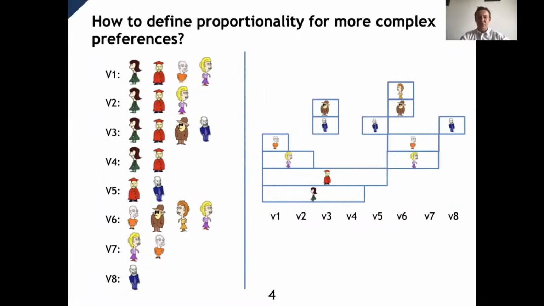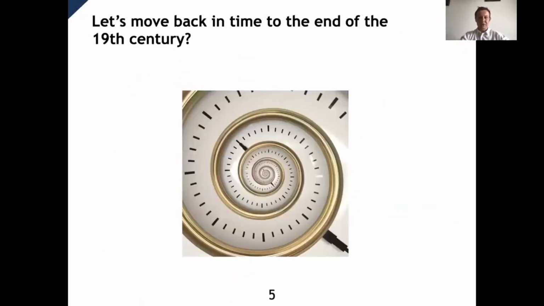Indeed, if we try to plot this box diagram that corresponds to this approval-based preference profile, then it is no longer so nicely aligned. So how could we identify a proportional committee in this example? What does it mean that the committee is proportional? This is the central question of our paper. But in order to answer this question, let's first move back to the end of the 19th century to Scandinavia.